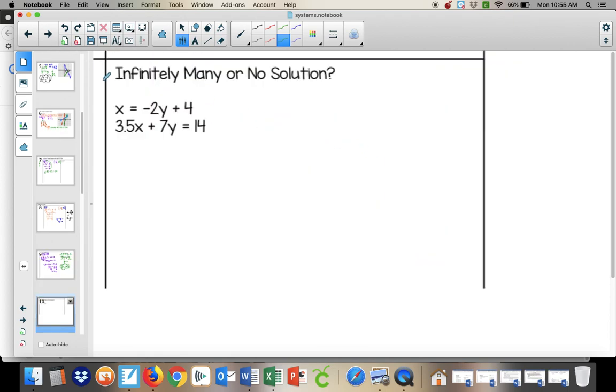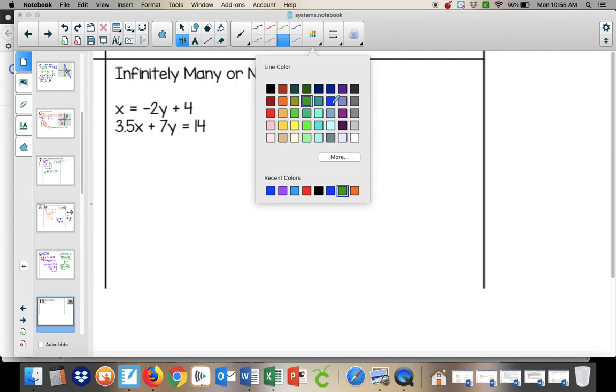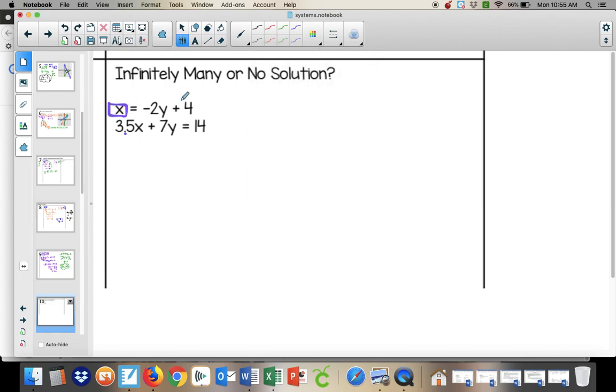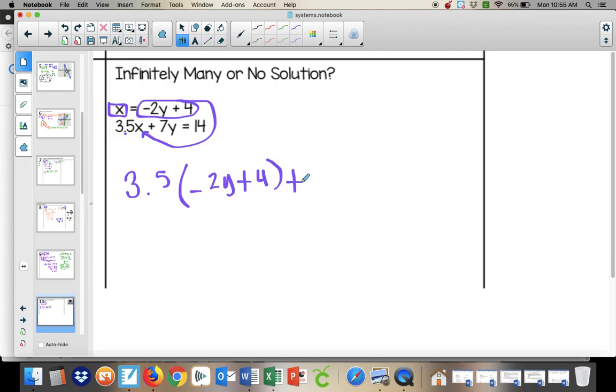Let's try it again now, but I'm showing you how you get infinitely many or no solutions. And substitution is going to be one of the methods I think that we practice the most because the substituting piece I think can be the hardest. All right, so I have this where it's x equals. So I'm going to take all of this and put it into there. So 3.5 times negative 2y plus 4 plus 7y, I gotta remember the rest of it, is 14.